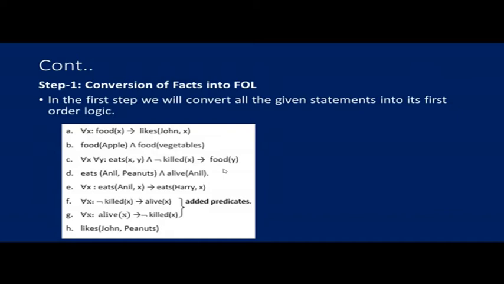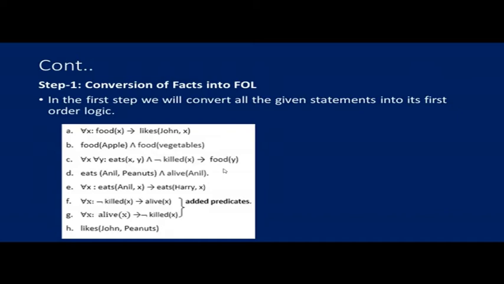The same way, apple and vegetables are food. So food is common, keeping that before the bracket: food of apple conjunction food of vegetables. The same way, anything anyone eats and is not killed is food. Anything anyone means for all X and Y: eats X comma Y and not killed of X, which implies food of Y. Anil eats peanuts and is still alive. So eats Anil comma peanut conjunction alive Anil, that is, still alive.